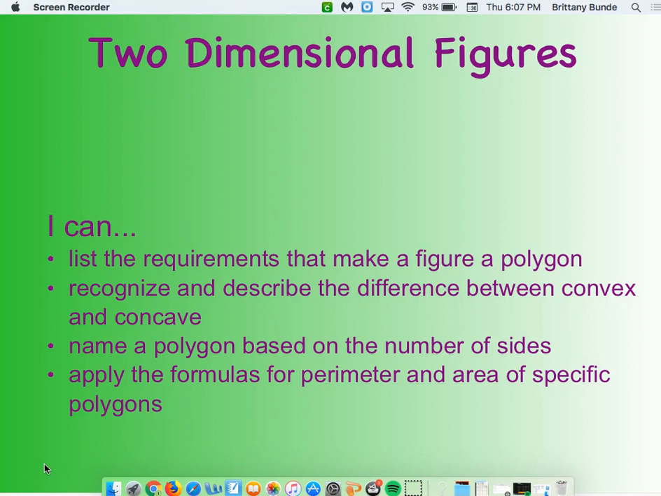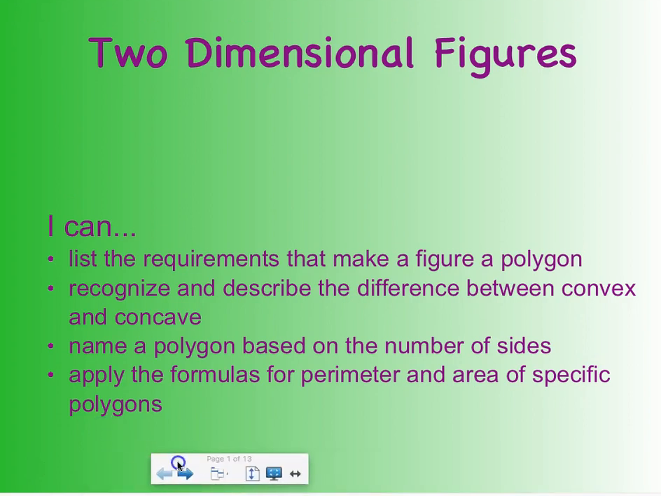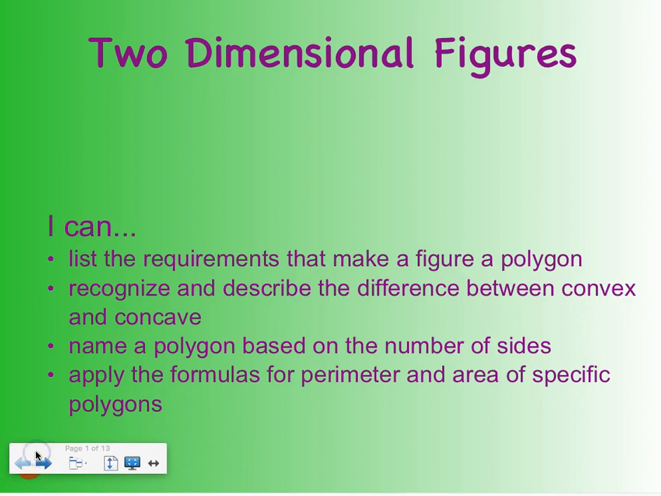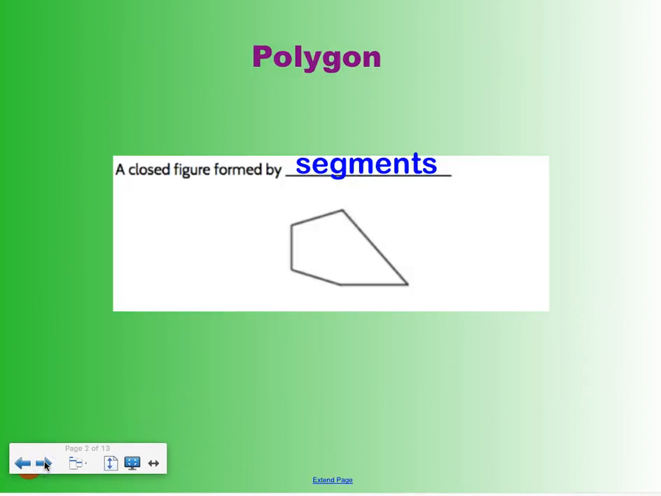Essentially two-dimensional figures, so things that you draw on a piece of paper because it's flat, okay? Things that we will talk about is how you define a polygon, and then we'll classify polygons based on a few different things, and then we'll be able to find the perimeter and area of certain kinds of polygons. So really just a lot of things about polygons is what we're doing today. So it's a little vocab heavy at first, but we get to some examples later on.